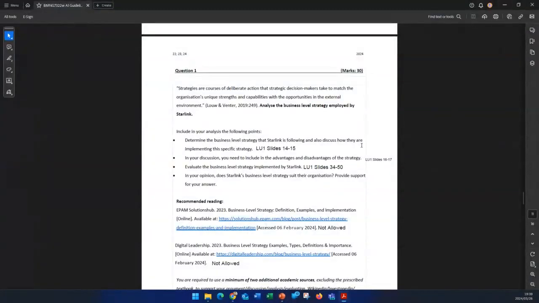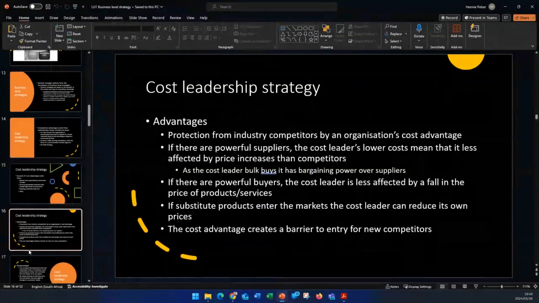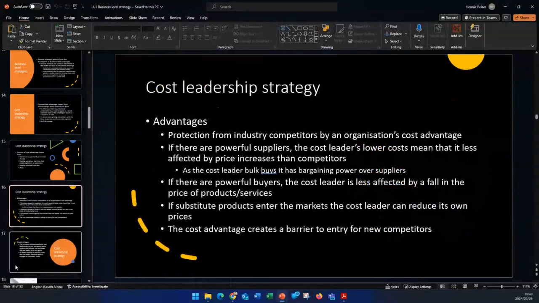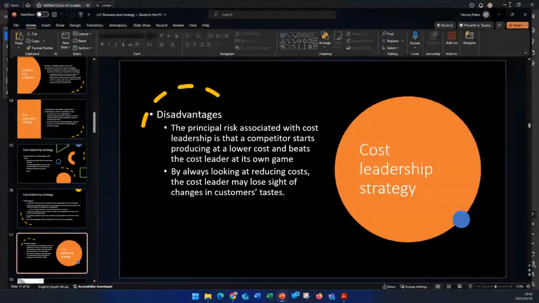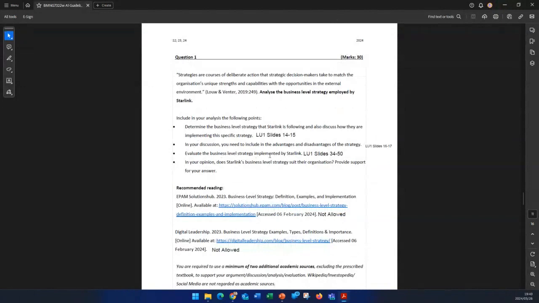So in terms of that, the business level strategy gives us the essence of what cost leadership is, the fact that it is about saving money and passing those savings on to customers. Advantages and disadvantages, you will see that it's in here very clearly indicated. Advantages there, disadvantages. Again, guys, if you reference the slides, you are referencing the textbook. So please remember that. And then obviously, evaluate the business level strategy.